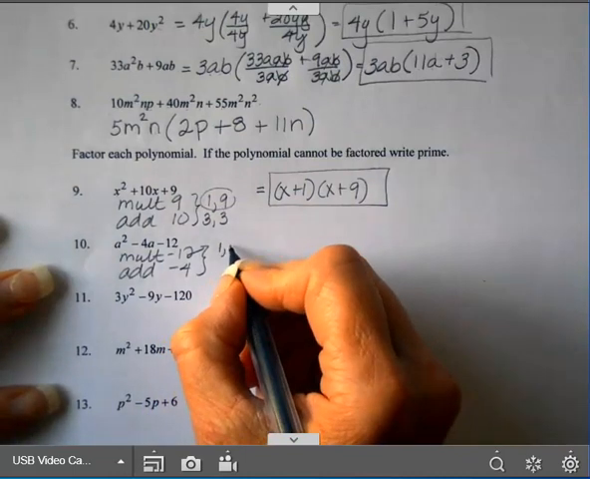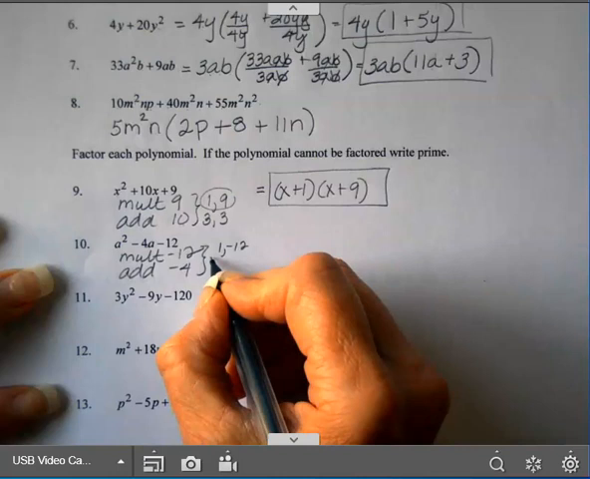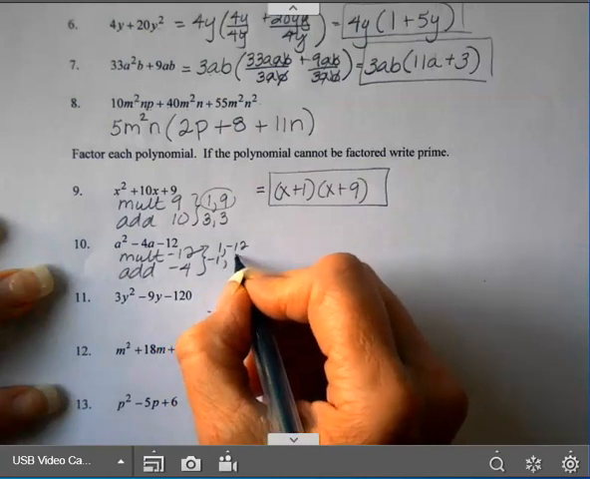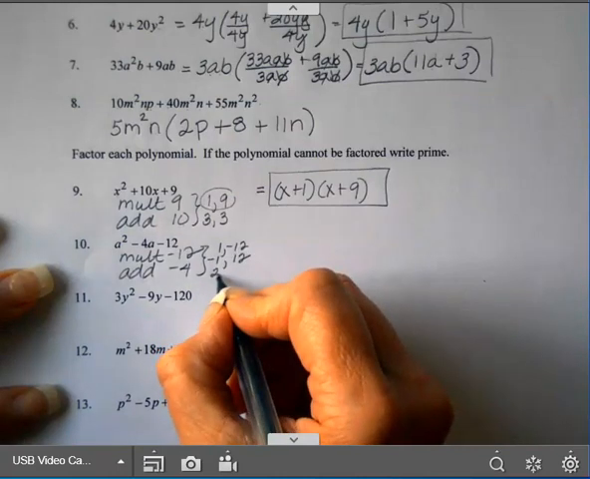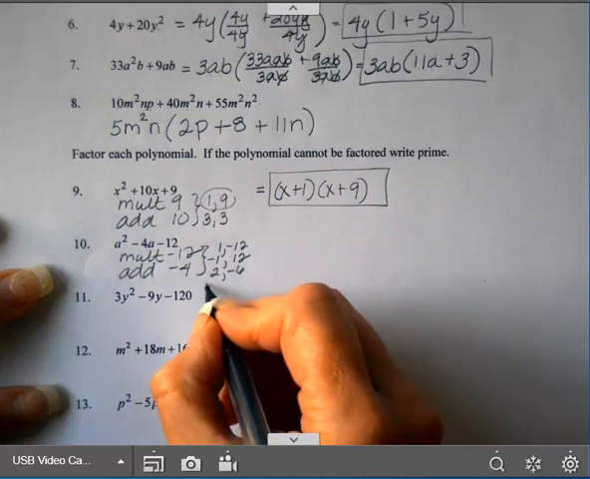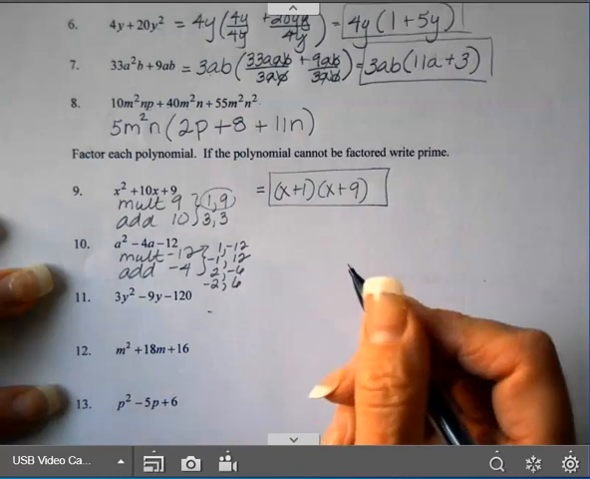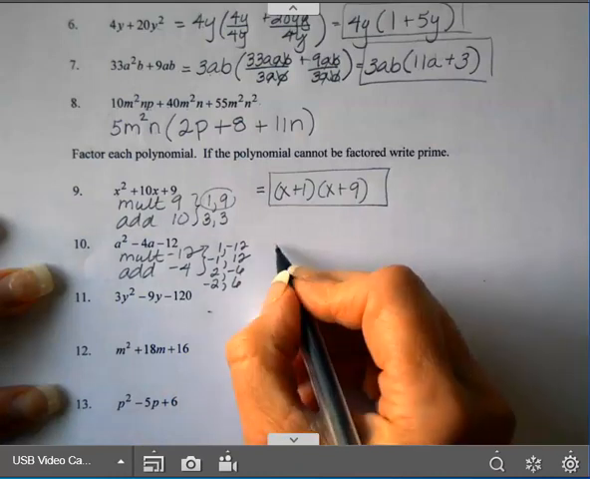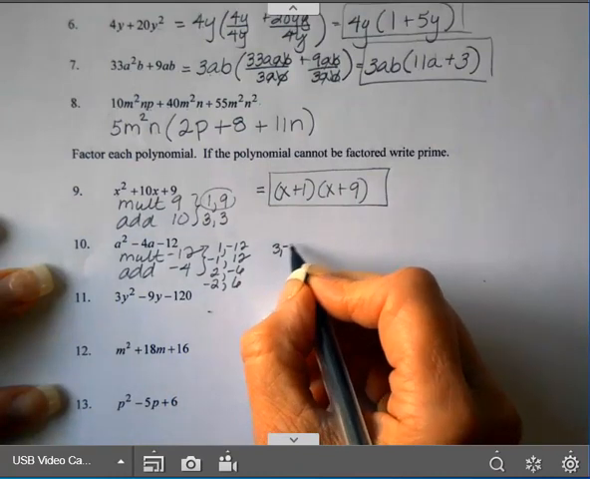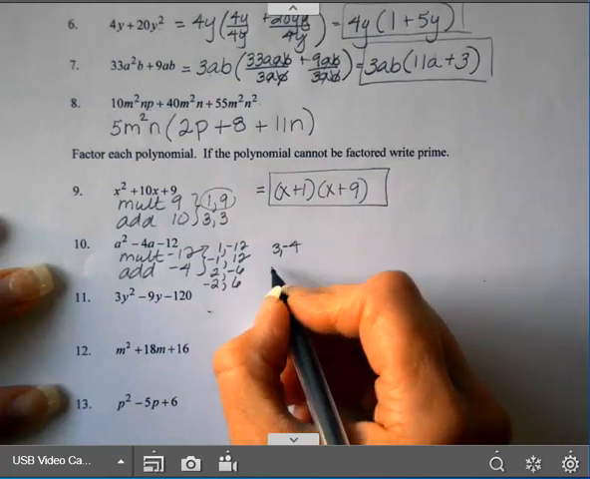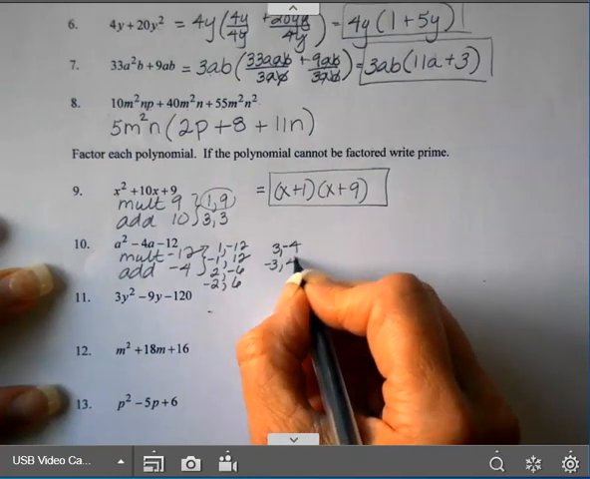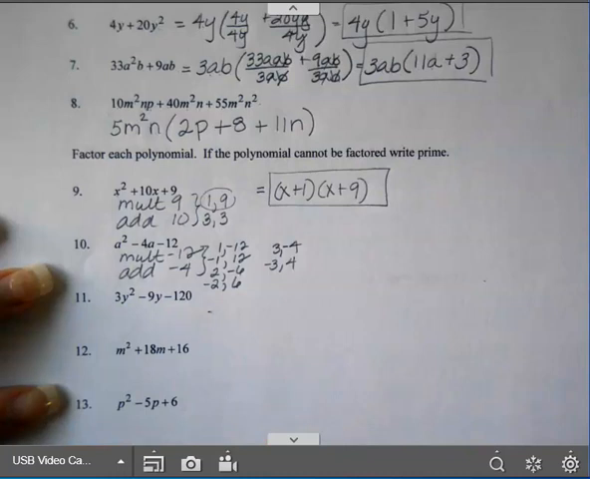So you have 1 and negative 12, negative 1 and positive 12, 2 and negative 6, negative 2 and positive 6. There are some other numbers, 3 and 4. So we have 3 and negative 4, and negative 3 and positive 4. Those are everything that multiplies to negative 12. If you can come up with the numbers without writing them down, that's great. You don't have to write them down.